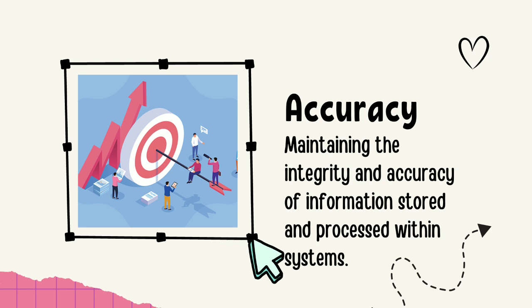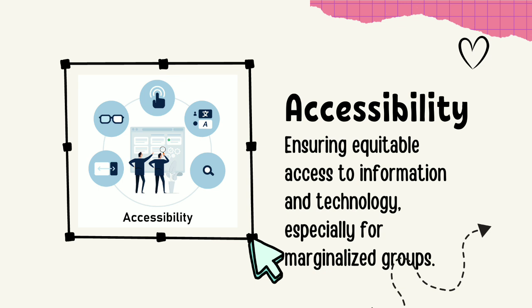Accessibility. Accessibility means making sure that everyone, including people with disabilities, can easily use and access things like websites, apps, and technology. For example, a website with accessibility features might have options for increasing text size or using screen readers so that visually impaired people can still navigate and understand the content.